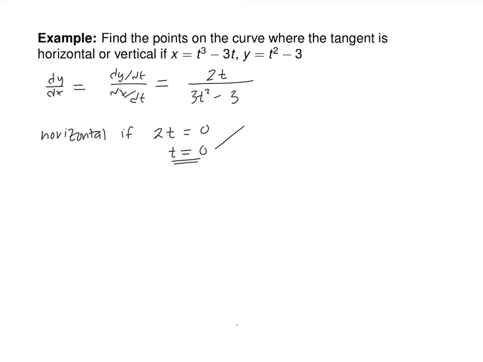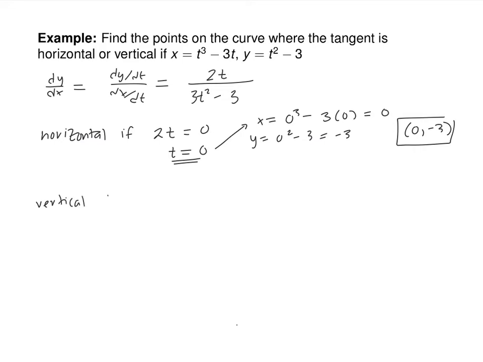So if t equals 0, then the x is 0 cubed minus 3 times 0, which is 0. And the y-coordinate is 0 squared minus 3, or negative 3. So at the point (0, -3) is where that tangent is horizontal.